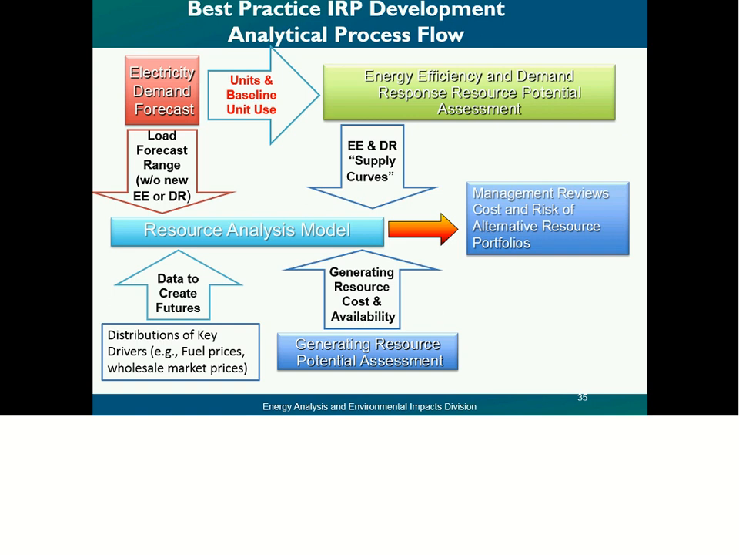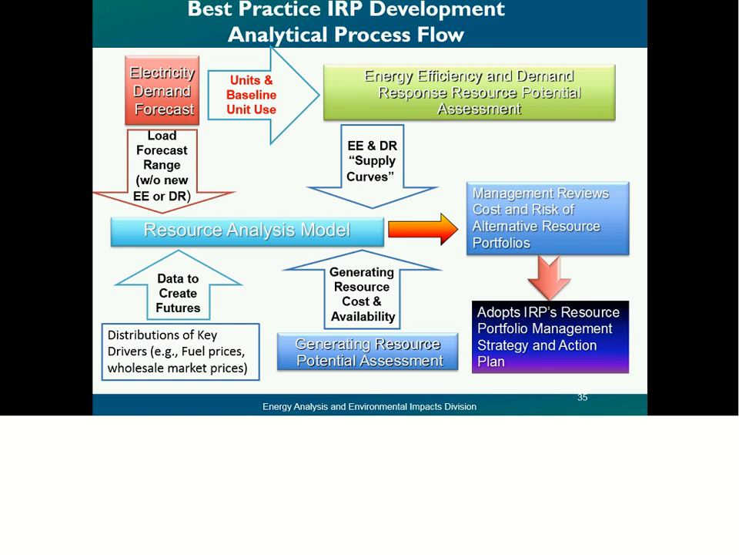Management views the output of that along with the analysis. You draft some IRP portfolios, test them, and send them out and let people look at them, and then finally make a decision on it. That's the schematic on the analysis section.